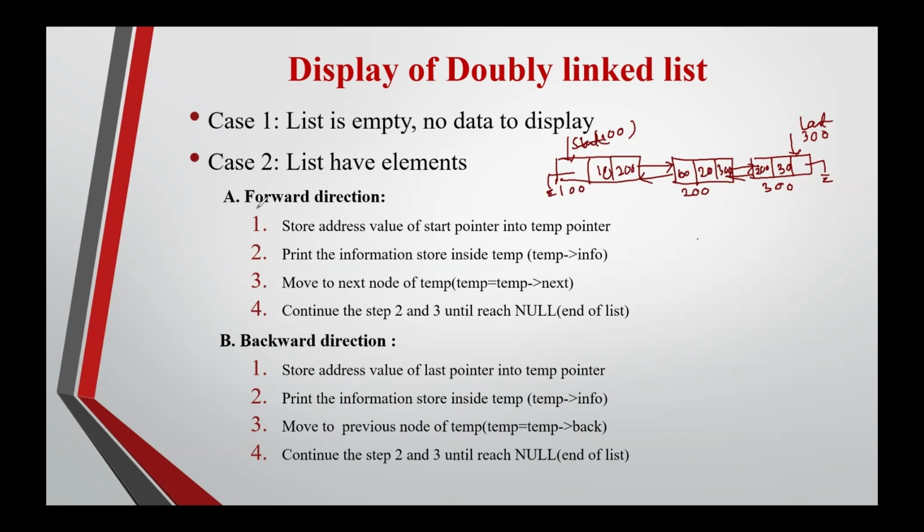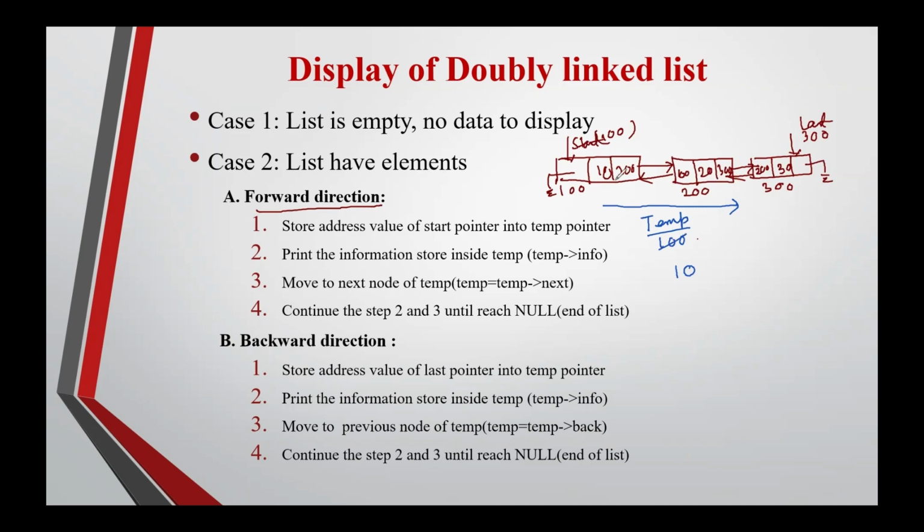Now we have to go in the forward direction. If we go forward, store the address value of the start pointer in the temp pointer. So now temp stores which value? 100, because start is 100. We are moving in the forward direction, meaning this way we want to print. Print the information stored in info. Now we have to print the value. So this is 10, we print. Then move temp equal to temp next.